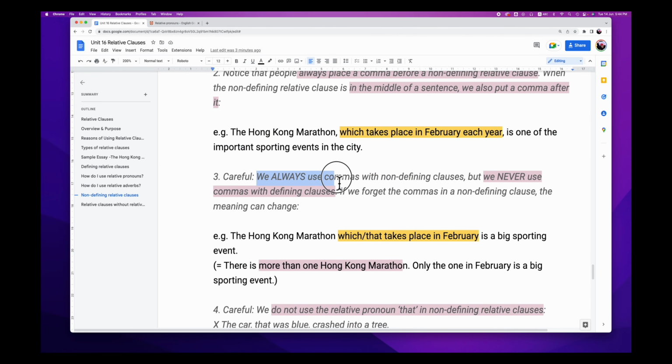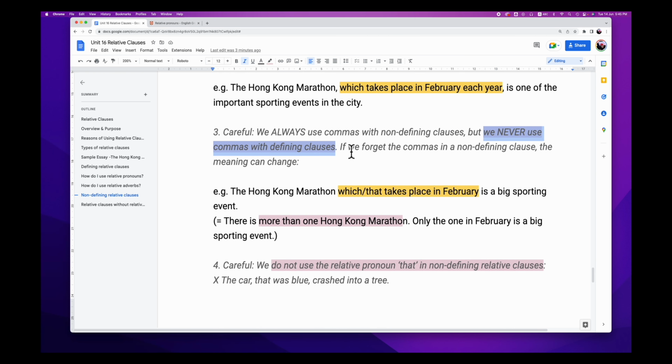We always use commas with non-defining clauses. We never use a comma with defining clauses. Because if we forget the commas in non-defining clauses, the meaning will change. Example: the Hong Kong Marathon, which (or that) takes place in February, is a big sporting event.